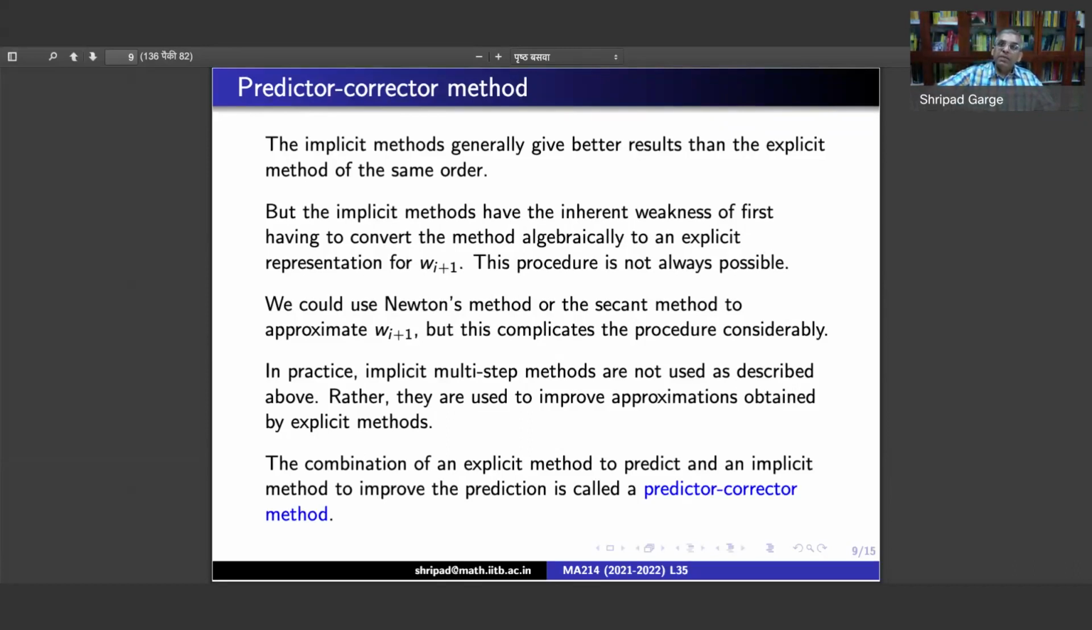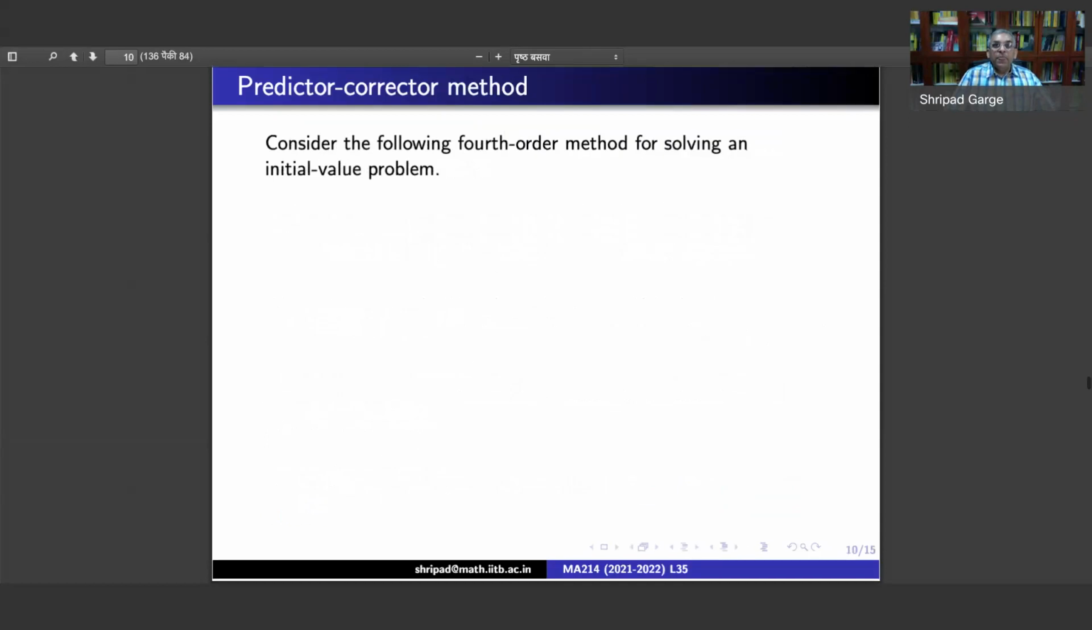And you use zi plus 1, zi, which are equal to wi, and so on in the implicit formula. Now the implicit formula is an equation for wi plus 1 in terms of wi plus 1, wi, and so on. So there you use the earlier computed value of wi plus 1 on the right hand side and solve that, computing again the wi plus 1 on the left hand side, thus improving the approximation wi plus 1. Let me give you an example to make it clear.